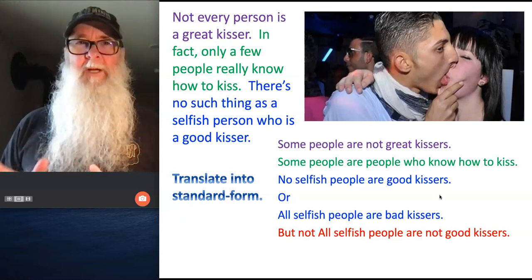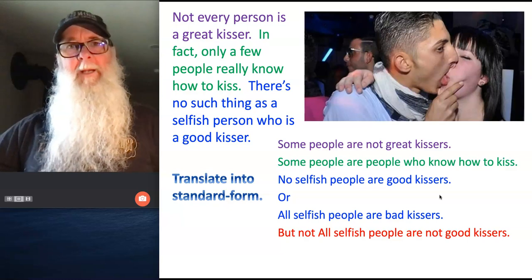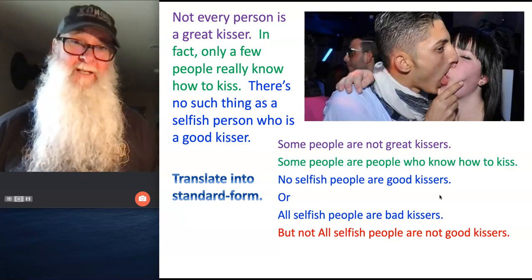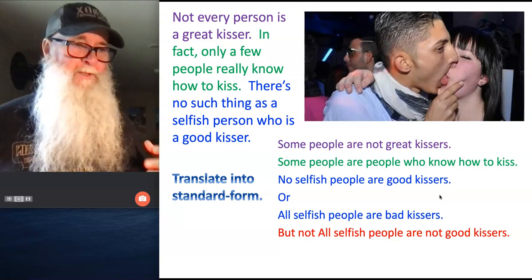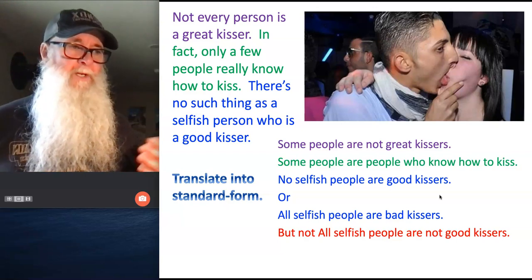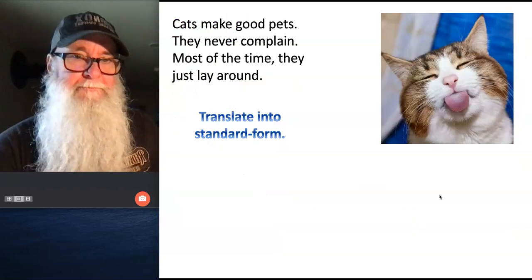Anytime you find yourself wanting to translate a statement into the form "all X are not Y," what you really want is an E statement, "no," or an O statement, "some are not." And which one of those you'll want to use is going to depend on what it is that you're trying to communicate. All right, let's do one more.